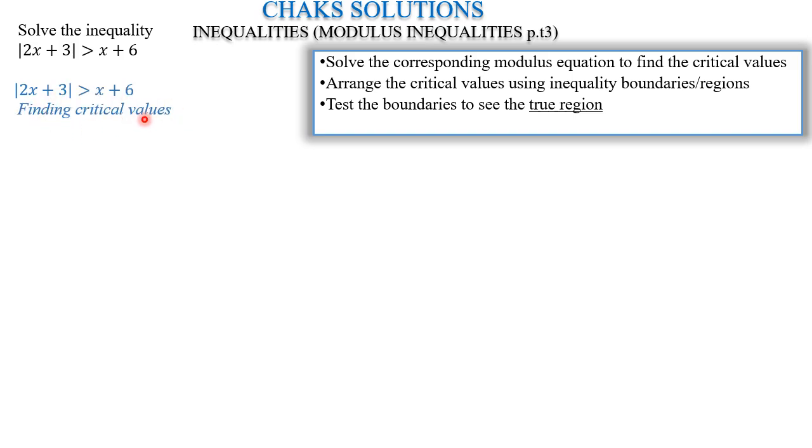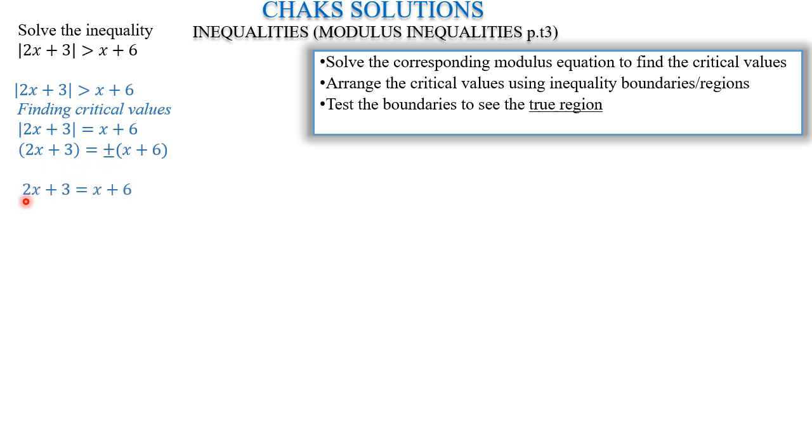To find the critical values, you solve the corresponding modulus equation. The corresponding modulus equation is modulus of 2x plus 3 is equal to x plus 6. This equation corresponds to this inequality here. So now we are solving this one. We are going to have 2x plus 3 is equal to plus or minus (x plus 6).